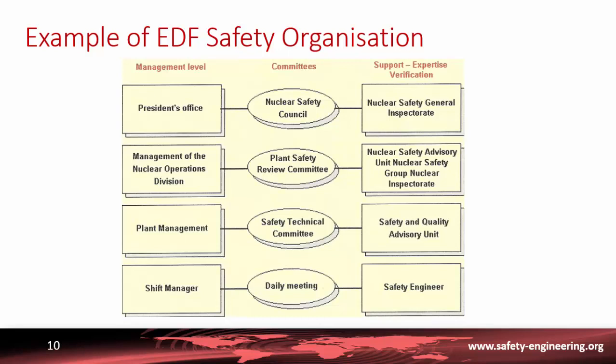At the plant level, there are safety technical committees where several persons can get together and discuss safety issues, and there is also a similar committee at the nuclear operation division, and also at the level of the CEO. So these committees gather both the persons in charge of taking action and responsible for safety, and those who are in charge of advising and making verifications, to ensure that safety is optimized, and that safety culture, this overriding priority to be given to safety, is ensured.